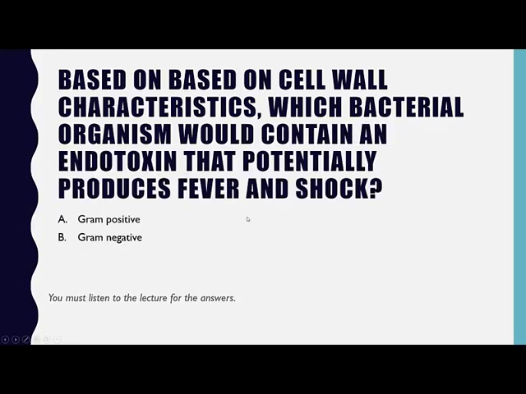Based on cell wall characteristics, which bacterial organism would contain an endotoxin that potentially produces fever and shock? Oh dear. Okay, what one is that? Oh yeah, that's the one with the freakish outer membrane. That would be gram negative, the freakish one? Correct. Gram negative, the freakish one. Good.